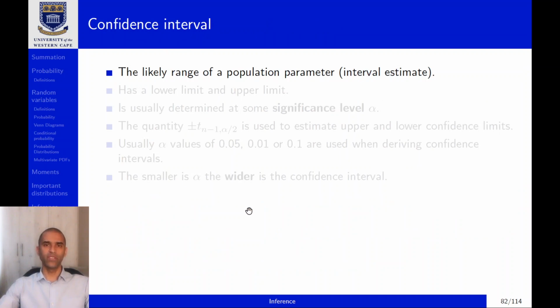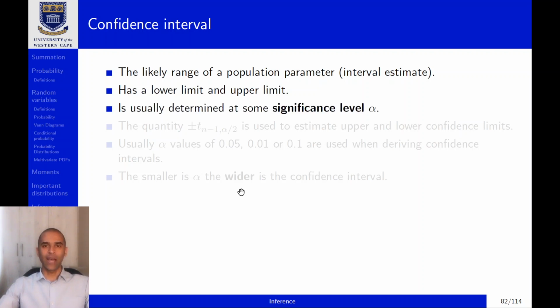Okay, so what are confidence intervals? They give us a likely range of values for a given population parameter. They have a lower limit and an upper limit, and it's usually the value of these limits is determined by, among other things, crucially, the significance level alpha.